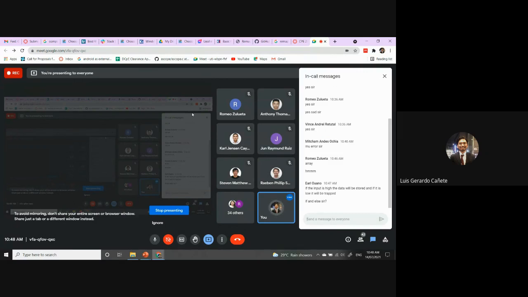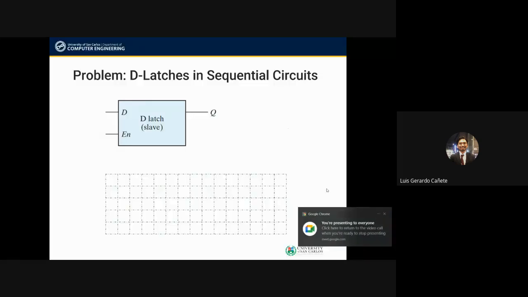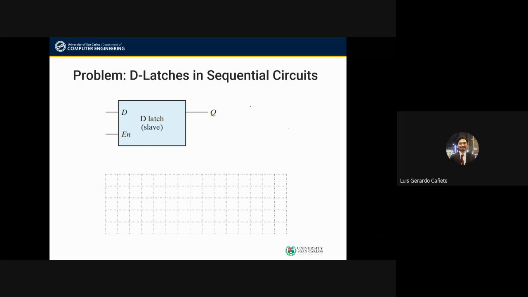If and else. Yes, that's right. Of course, if and else. Exactly, right? It should be pretty straightforward. We can basically say if enable, I'm going to use C language for my implementation. If enable, then Q is equal to D, right? Else, Q is equal to Q, right? Isn't this how you're going to implement this?